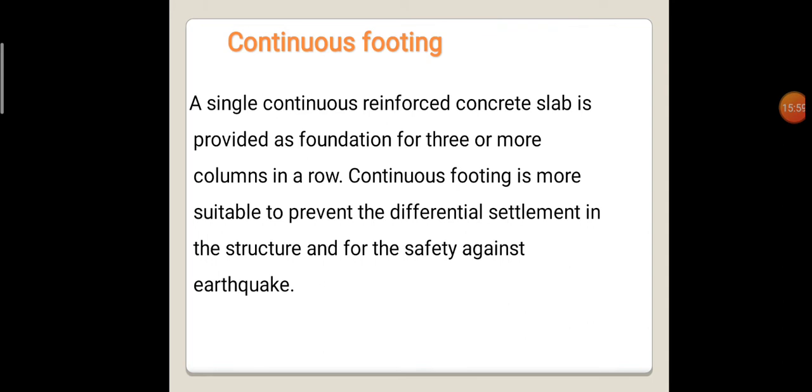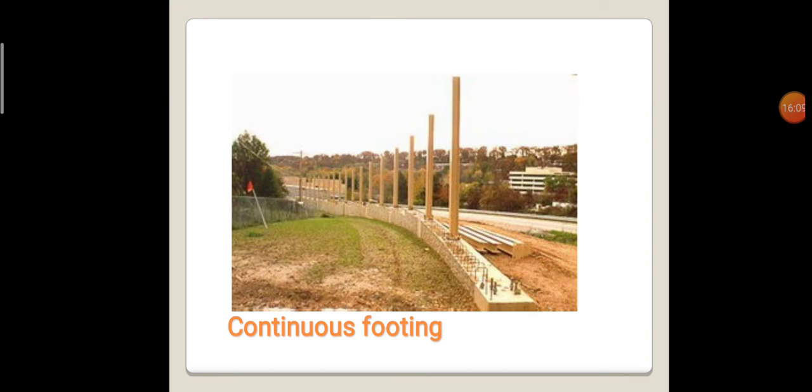Next one, continuous footing. Again, the name also has the answer. It represents the answer, that is continuous. So we are placing different columns or continuous columns in the same footing. That is known as continuous footing. But in combined footing, we are only placing two columns. But here we are placing more than two columns. That is known as continuous footing.